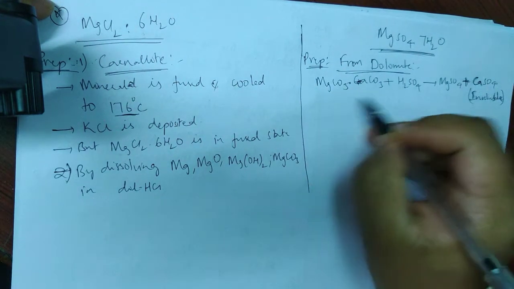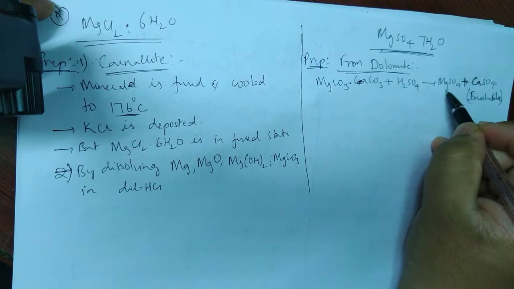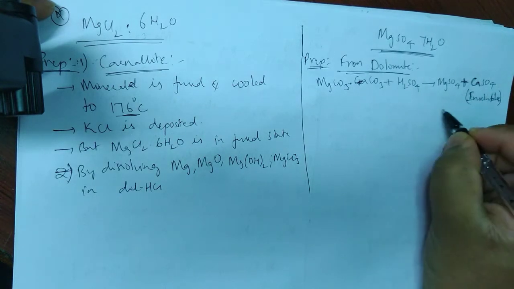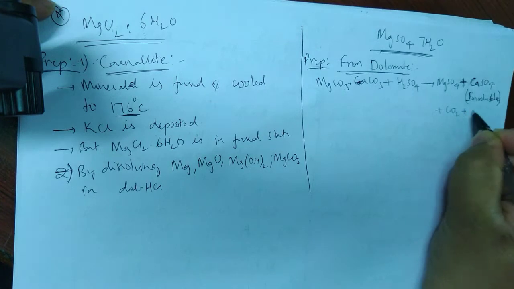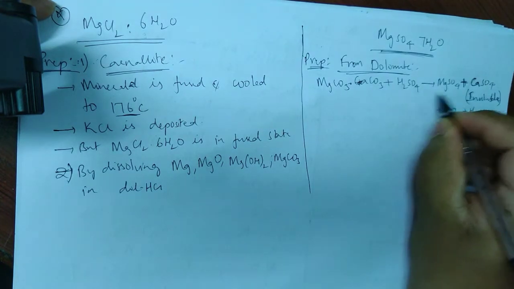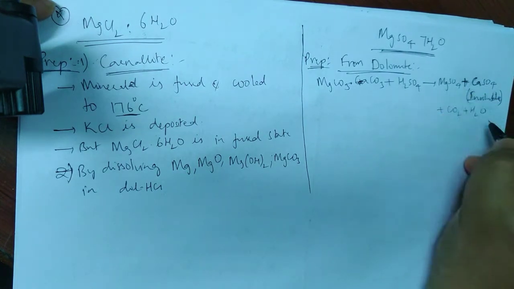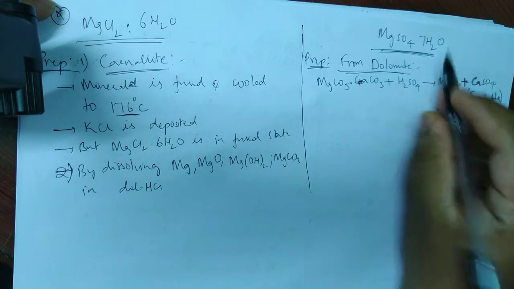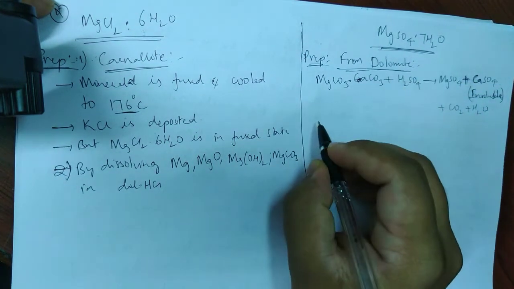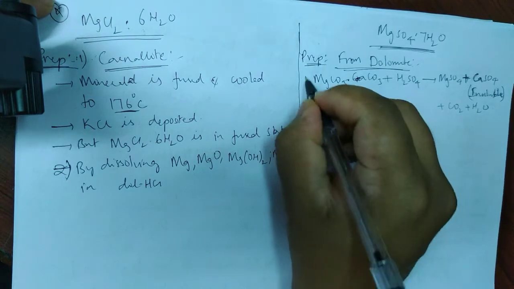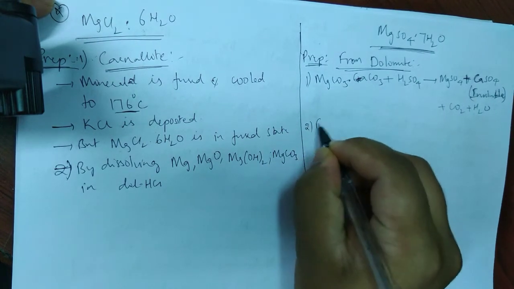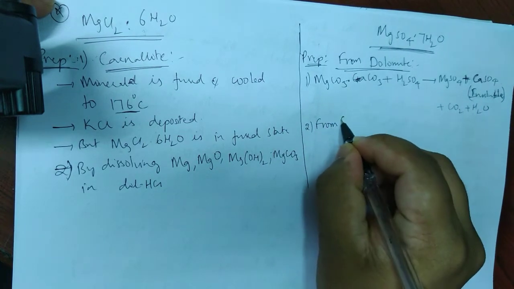Bottom line, dolomite treated with sulfuric acid will form magnesium sulfate plus calcium sulfate, along with carbon dioxide plus water. So this is my desired product, and it will automatically take up 7 water molecules and form magnesium sulfate.7H2O. This is one method, and there is also another method: instead of dolomite I can also use cassiterite.